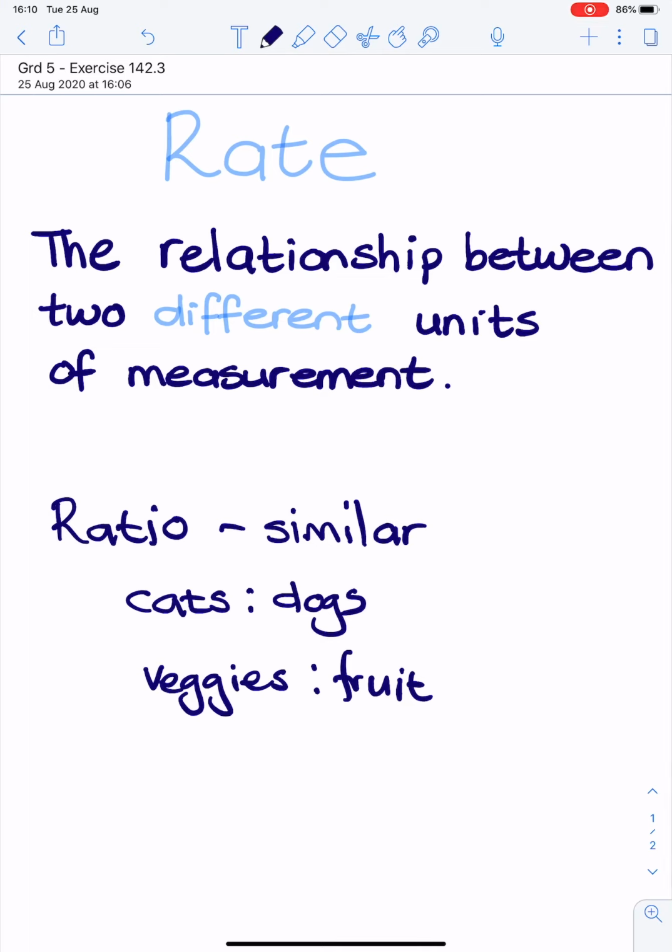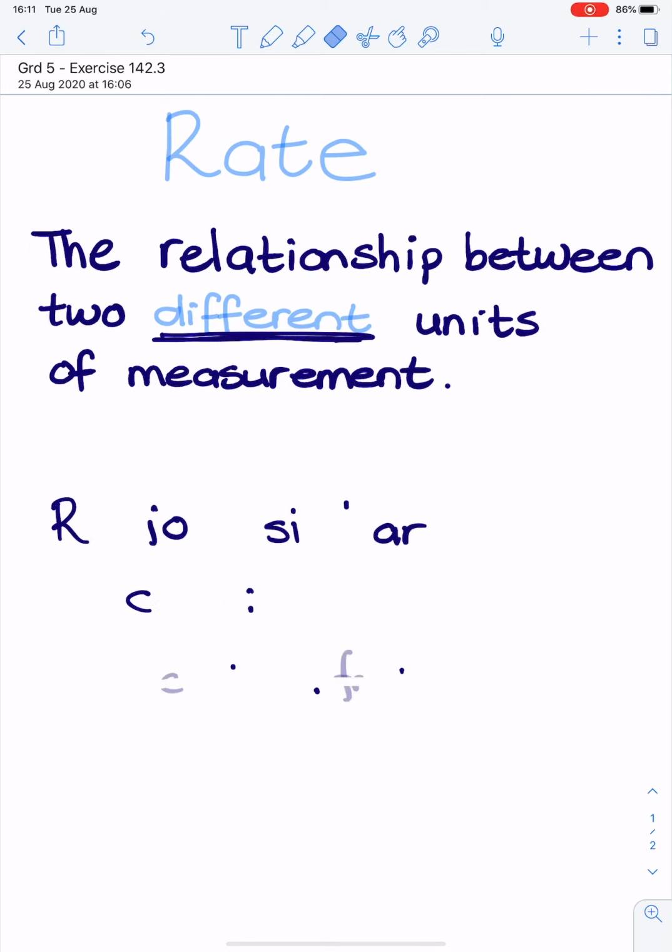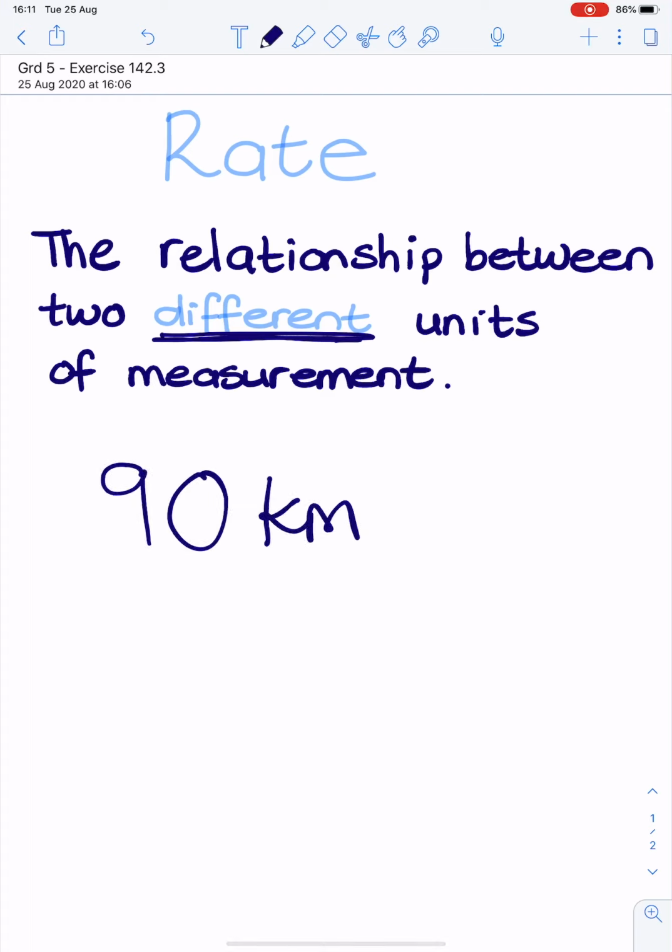Now, rate is comparing things that are not similar. They are completely different to one another. So let's have a look at what I mean by that. You've all seen signs on the road that say 90 kilometers per hour. There's one on the way to school saying that.